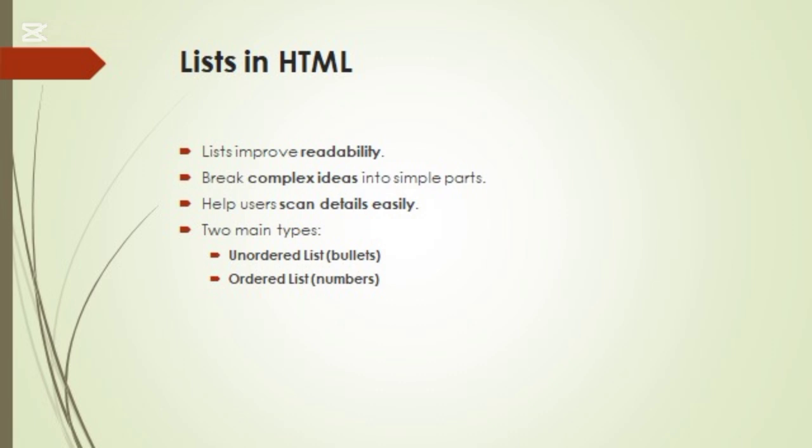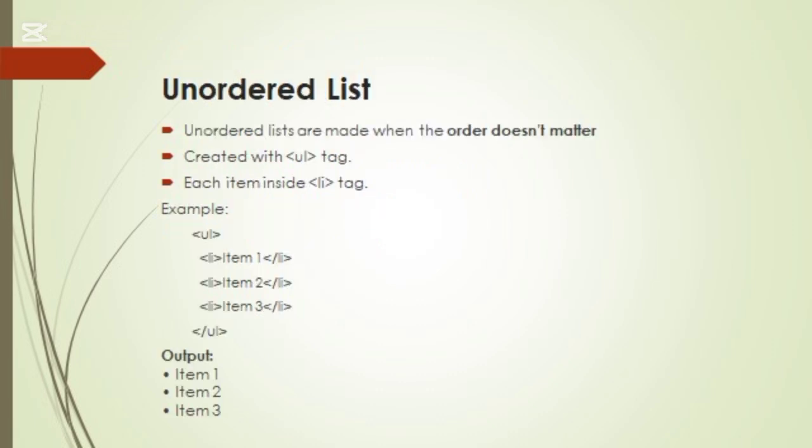There are two main types of lists in HTML. Unordered list means bullet list, like a grocery list. Ordered list means number list, like step by step instructions. Unordered lists are made when the order doesn't matter. For example, if you write a list of your favorite fruits, it doesn't matter which comes first. HTML shows an unordered list with small bullets. The tag used is UL for unordered list and LI for each item. Look at the example of an unordered list with items 1, 2 and 3 and also its output.